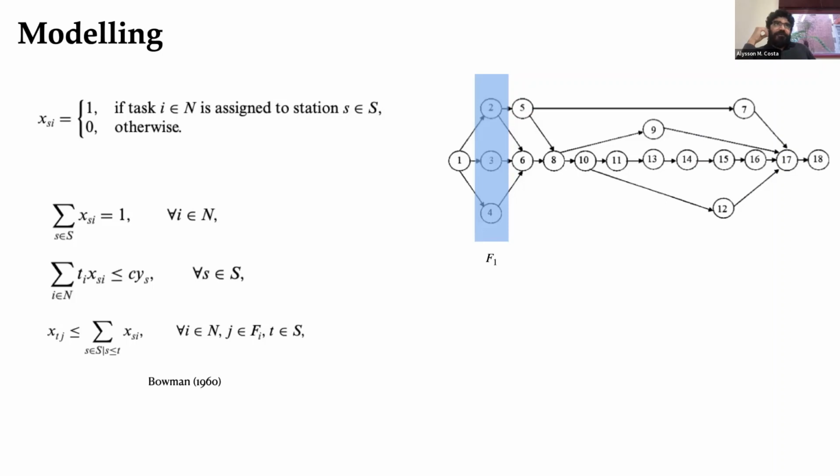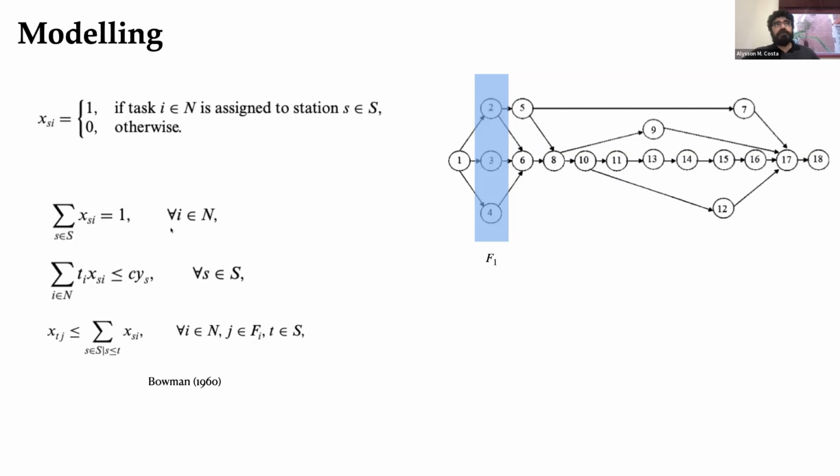I'm going to be talking a lot about modeling, so I will start with a nice result that we had a few years ago in terms of modeling. So this is a classical problem. Bowman in 1960 already modeled this problem as a mixed integer problem. So the variables are x_si, which is 1 if task i is assigned to station s.